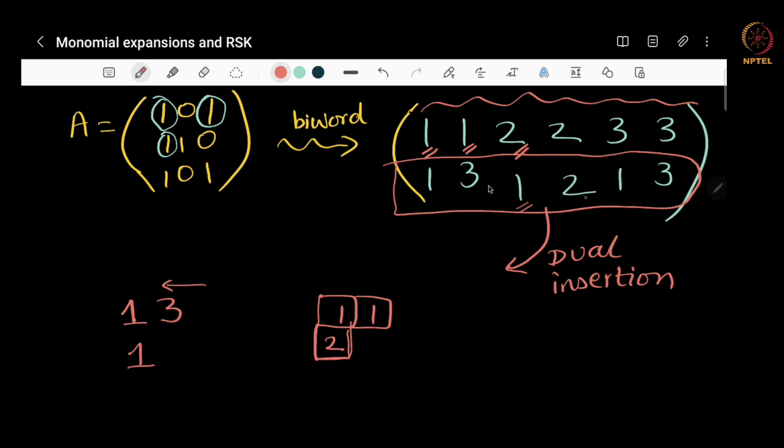Then let's see what the insertion will do next. I see a 2 coming in. What will the 2 do? It will bump the 3 out, right? So the 2 that comes in bumps this 3 out, and the 3 moves to the next row.